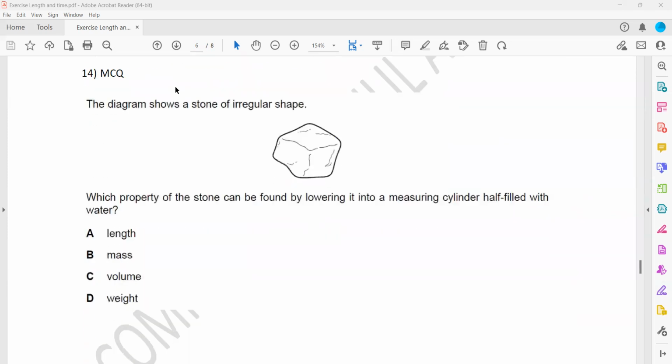Question 14, the diagram shows a stone of irregular shape. So how will we check this?